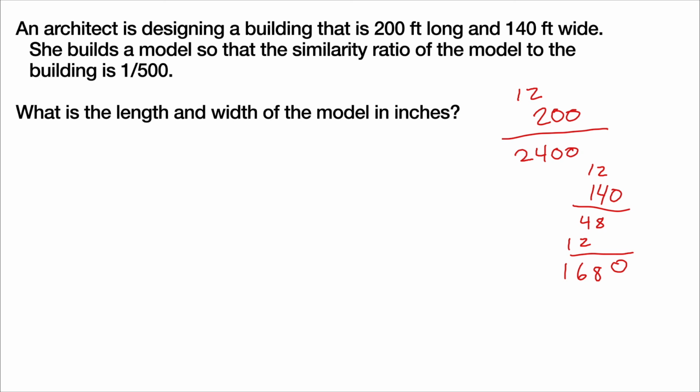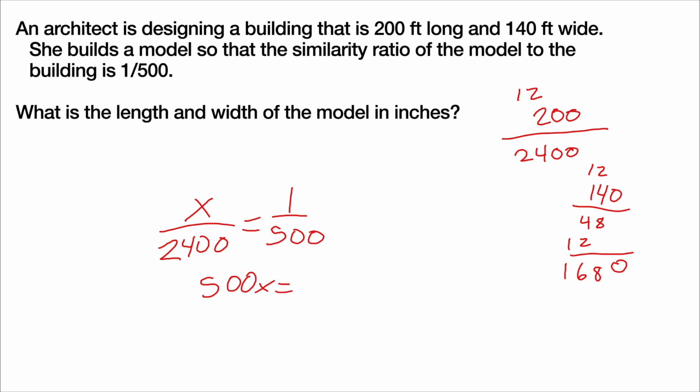If I want the length and width of the model, x over 2,400 is equal to 1 over 500. So that becomes 500x equals 2,400. At which point I divide 2,400 by 500. That becomes 4.8 inches long.